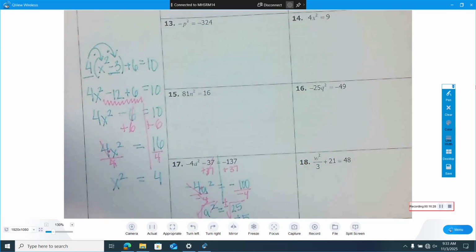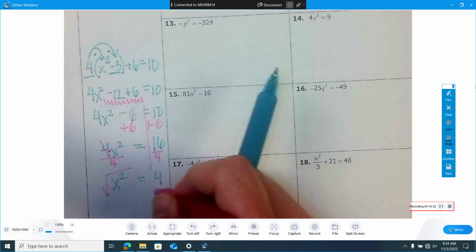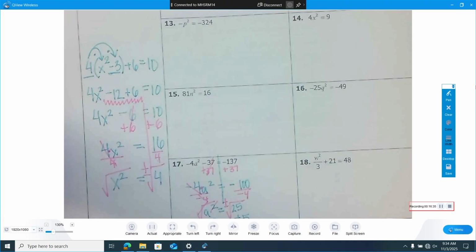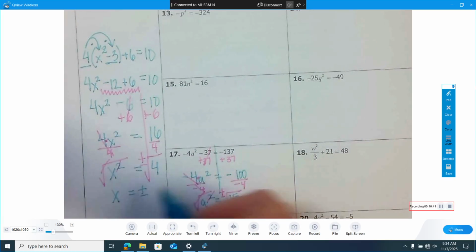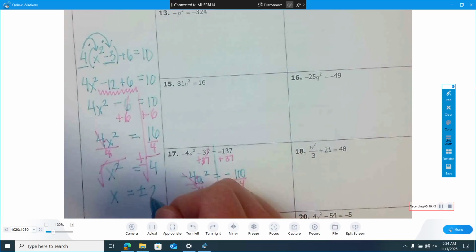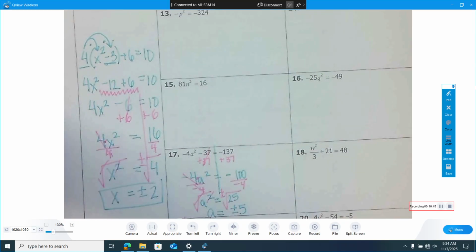4, good. Now what do we do? Square root. Both sides, don't forget the plus or minus, and the square and the square root cancel out. So we get plus or minus, what's the square root of 4? 2, and there are our two answers, positive 2 and negative 2.